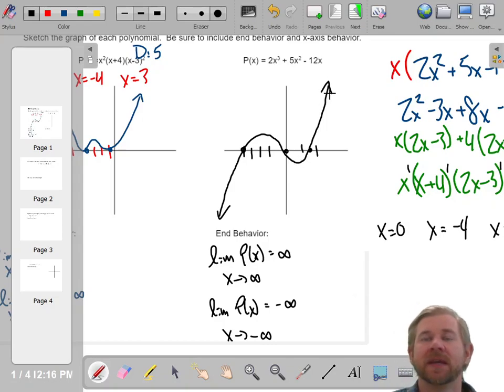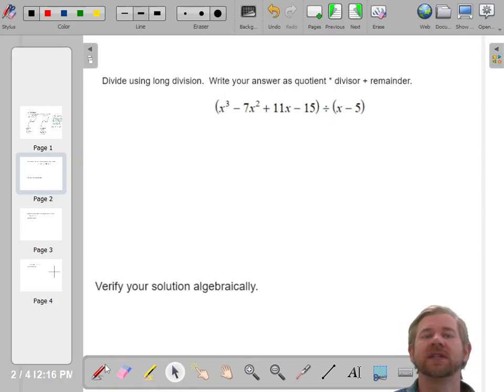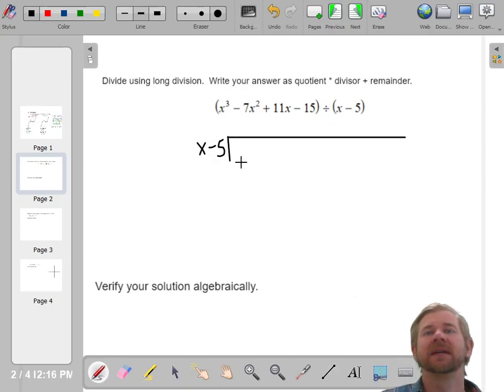Just like the quiz. Since the quiz, we've picked up long division. So let's use long division to divide. We have x minus 5, and then I will have my dividend, x cubed minus 7x squared plus 11x minus 15.